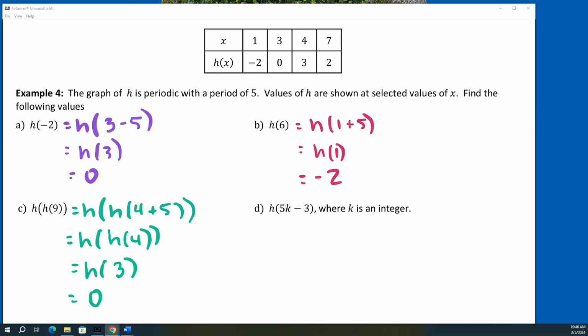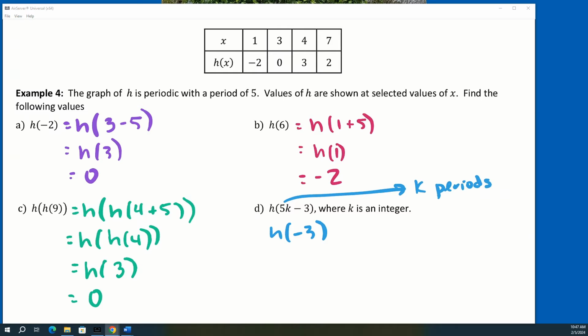What do you guys think about D? So inside our parentheses, we have 5k minus 3. Any ideas? k is just any integer in the world. So if k is any integer, is 5k going to be a multiple of 5? Yeah, so we can just drop it off. That just represents k periods. It's definitely a multiple of 5. So it's going to be h of negative 3.